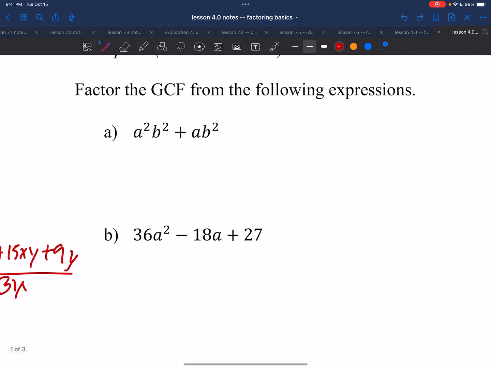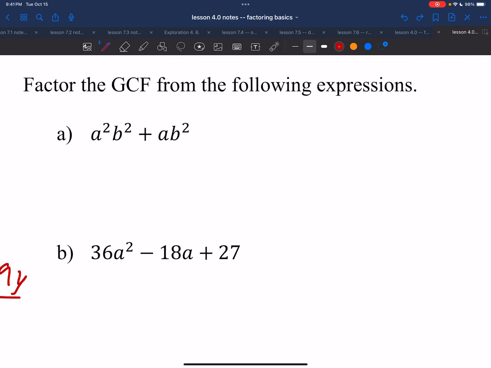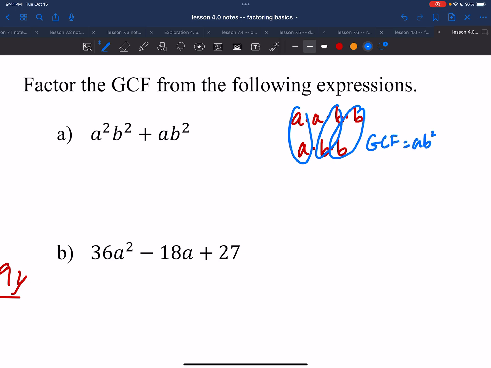Okay. I will do these two examples just for the sake of having them, but I'm not going to take as much time explaining because already this video is getting long, and that's fine because I love talking about math. I just love it. So I say, okay, here's a squared b squared plus ab squared. So a times b times b, a times b times b. They share an a and they share two b's, means the GCF is ab squared.